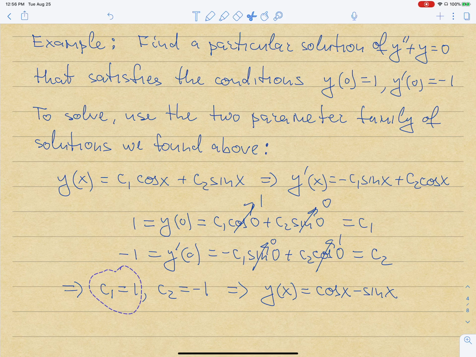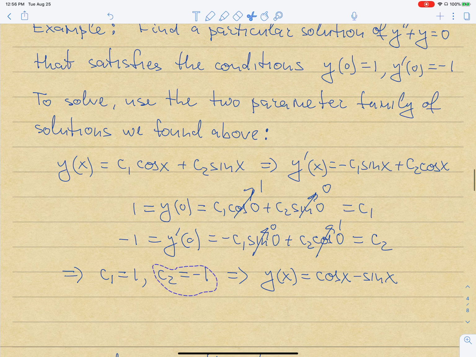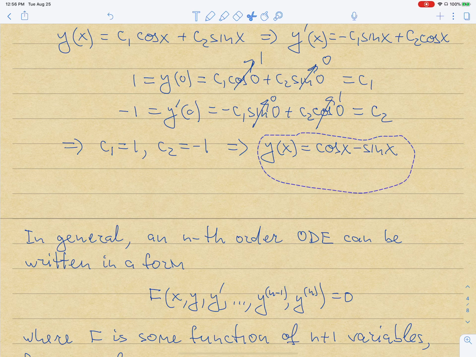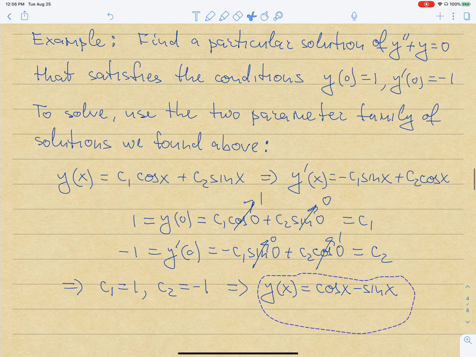On the other hand, y prime of 0 I want to be minus 1. But what is y prime of 0? It's the value of this expression at 0. So it's going to be minus c1 sine 0 plus c2 cosine 0. Sine 0 is 0, cosine 0 is 1, so this is c2. So this indicates that c2 is equal to minus 1. So I found c1 and c2. So then I found a particular solution of my equation which satisfies these conditions. Later on, we will see that we call these conditions initial conditions.